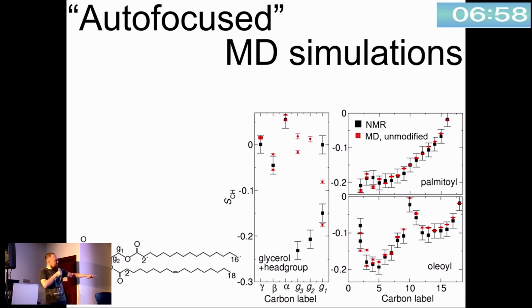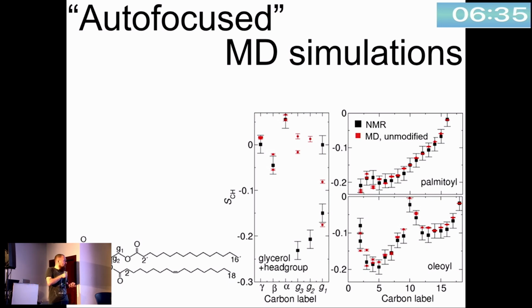And you can see there that there are problems, especially in those carbons that are labeled G3, G2, and G1. They are very far off from what we get from experiment. So you don't know how far off the actual movements are, but you know that they're definitely not right. So you cannot use these simulations directly to interpret your NMR experiment.